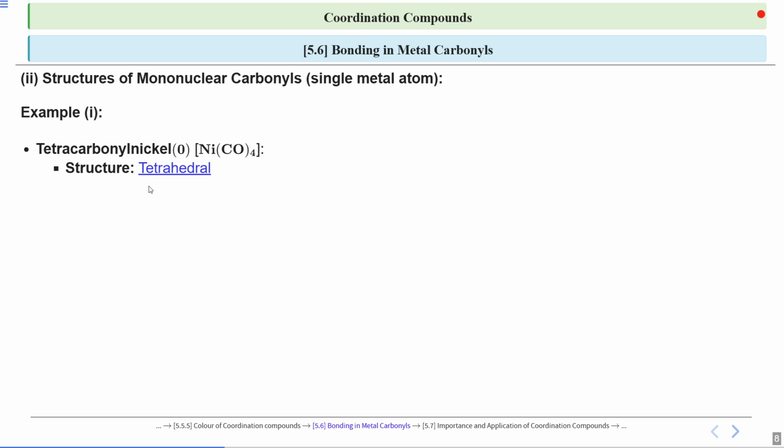The structure will be tetrahedral for this, as you know. You can see that carbonyl is 4 in number. There are 4 groups of carbonyl that are bonding with the central metal nickel here, having 0 oxidation state. So the structure of it will be tetrahedral. The oxidation state of nickel will be 0. We just have seen the key point that in these types of homoleptic carbonyls, because of the presence of 0 charge on the carbonyl ligand itself, the oxidation state of the metal is always 0. So here also the oxidation state of nickel will be 0.